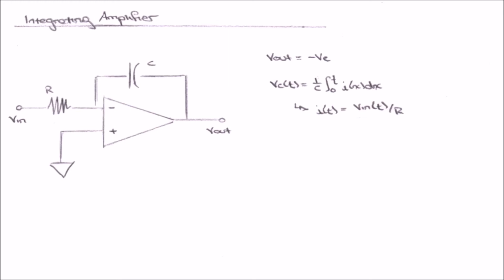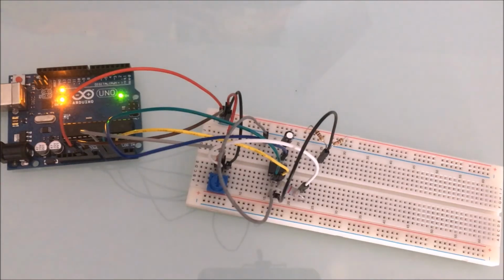And we know that since the inputs of our op-amp draw no current, the current going through that capacitor is all the current from that V input and the resistor. So we can say that I is equal to V in over R. So plugging that into our formula, we get V out is equal to -1 over RC, which is the resistor R and the capacitance of our capacitor, times the integral from 0 to t of V in.